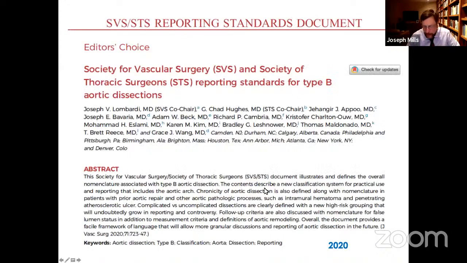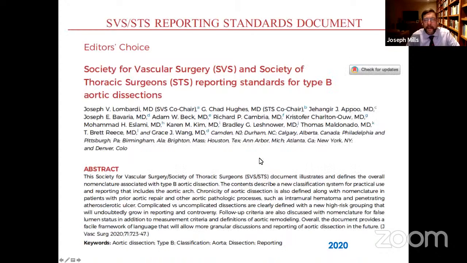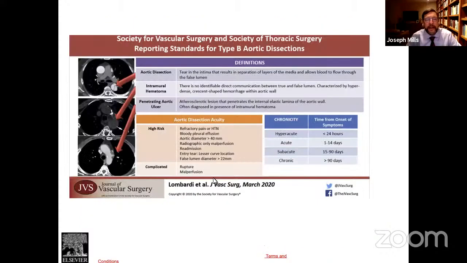And then that persisted for many years, actually. There were only Stanford and DeBakey classifications until recently. Now that we understand entry tears better and some of the mechanics of it, we realize that this old classification system doesn't serve us well when we have new options like endovascular therapy. So this paper just came out this year, actually. It was a whole new classification system for aortic dissections, for type B specifically. And this is based on things that we think impact therapy and impact outcome.